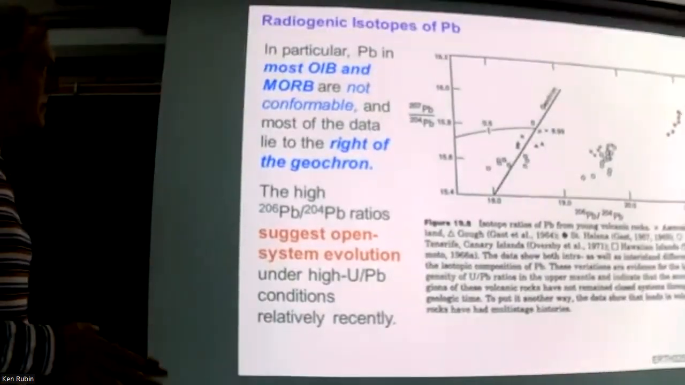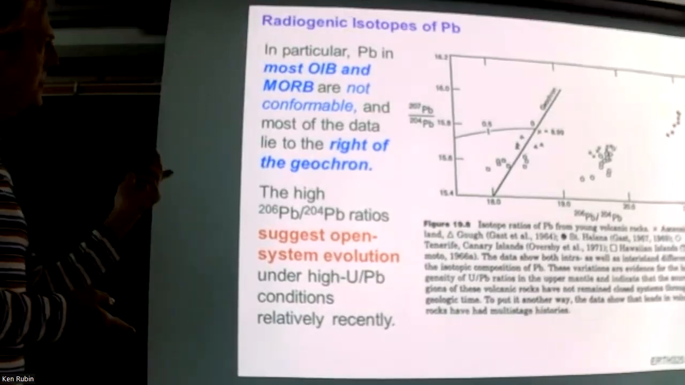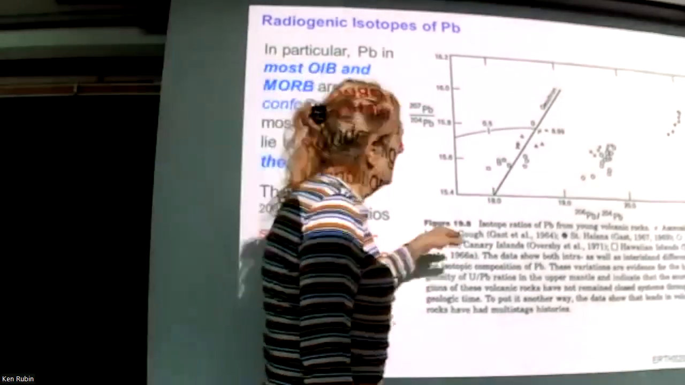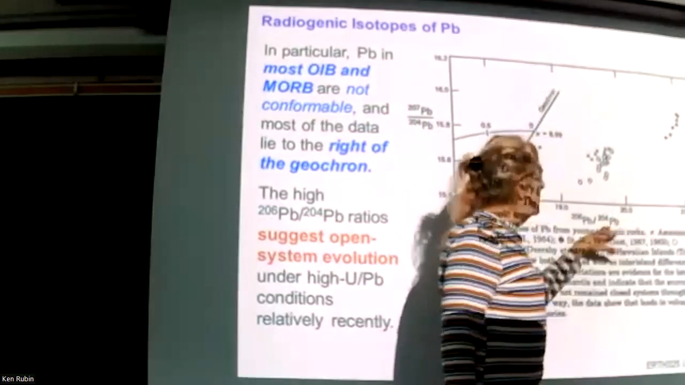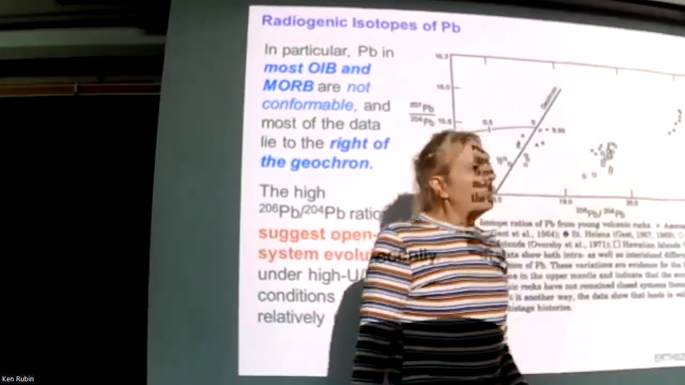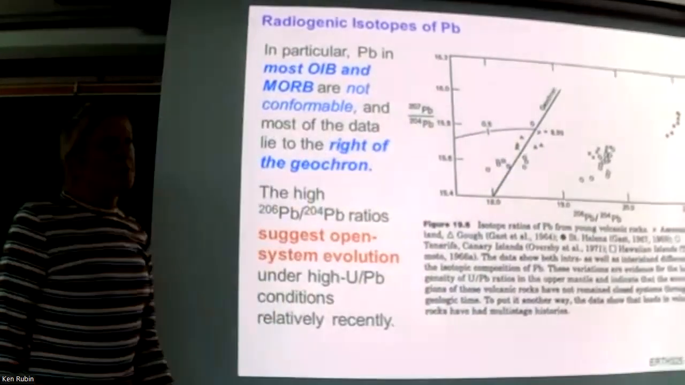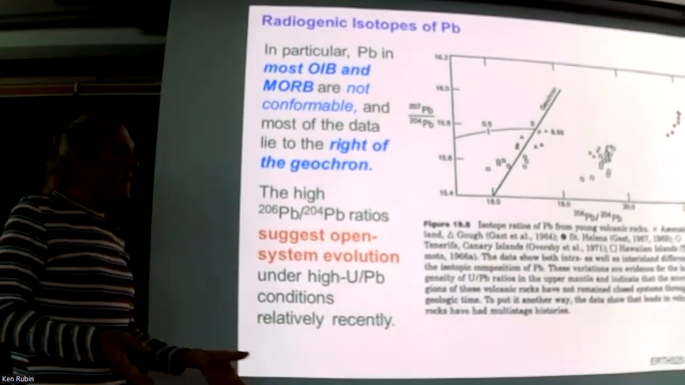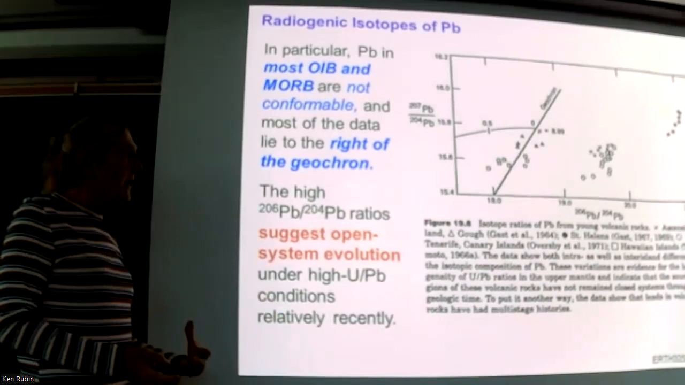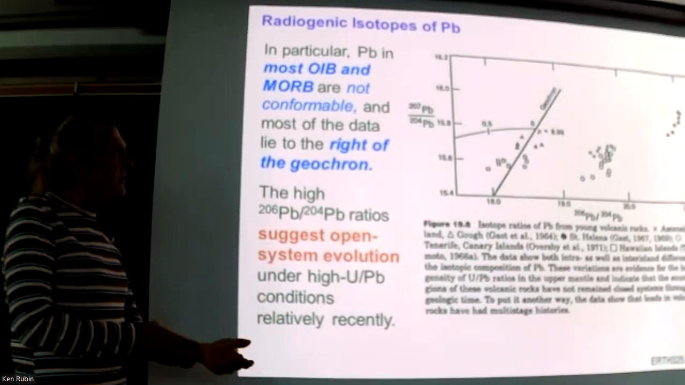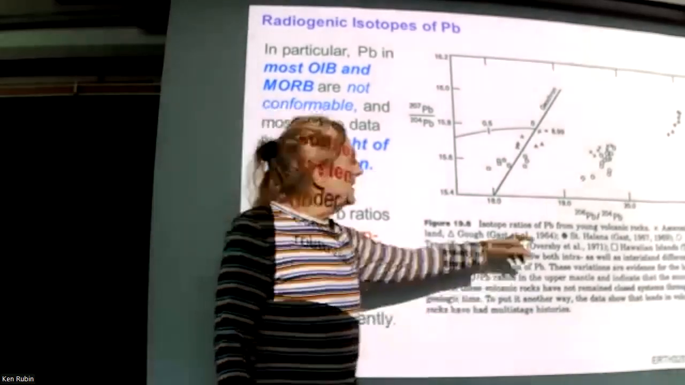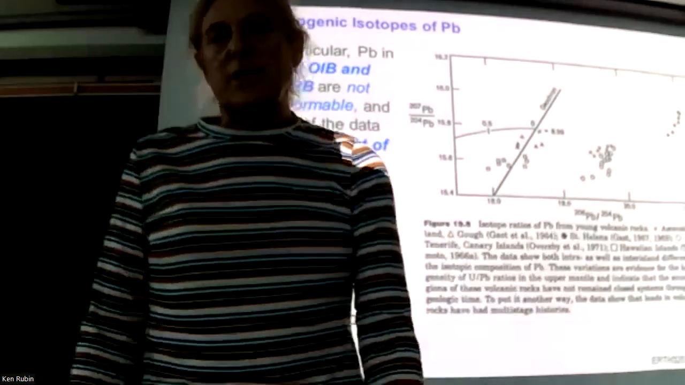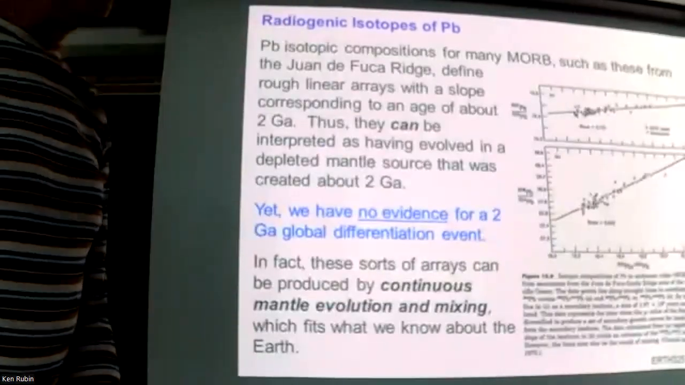These are some examples of some non-conformable leads. That's the geochron. These are mid-ocean ridge basalt. They sit way out here in space with really high 206/204 relative to their 207/204. They formed from a material that was already depleted in uranium-235 and yet still had some uranium-238 in it, so it could produce the high 206/204.